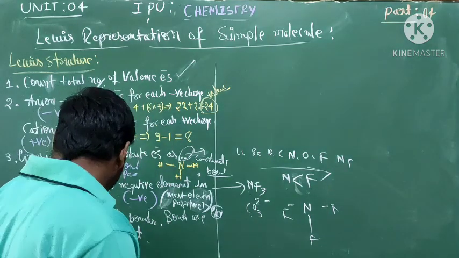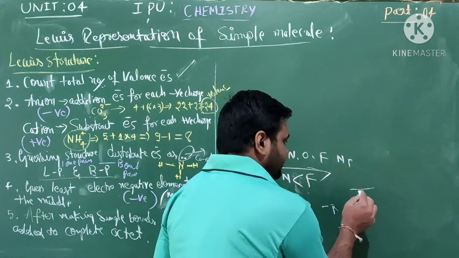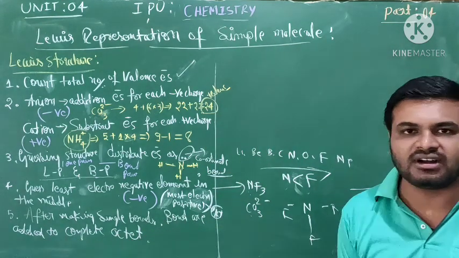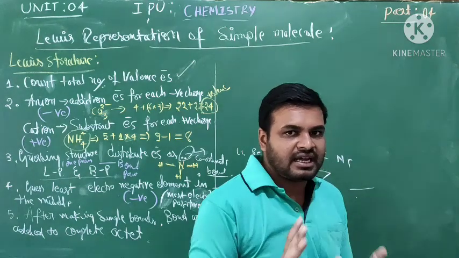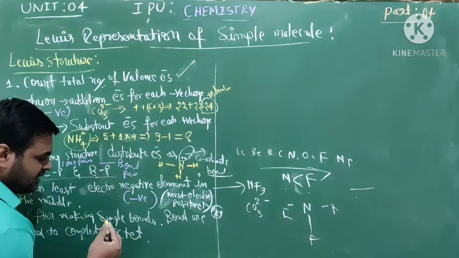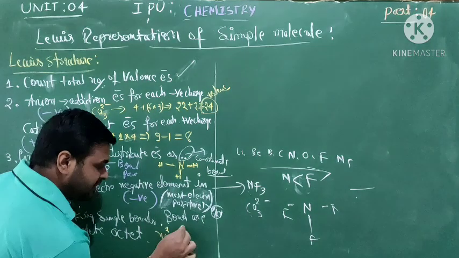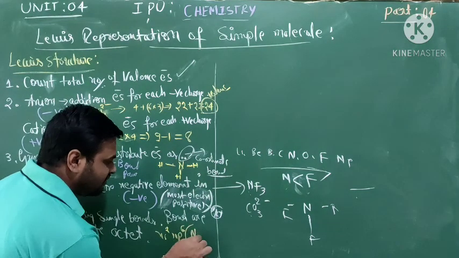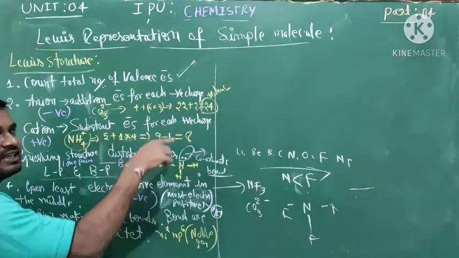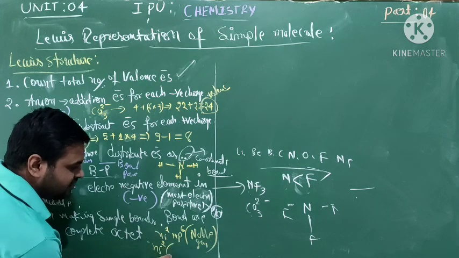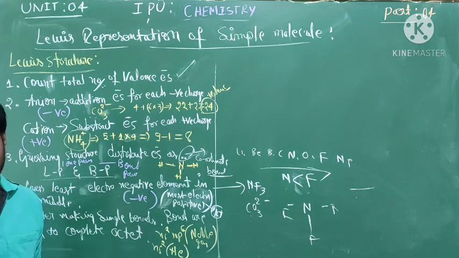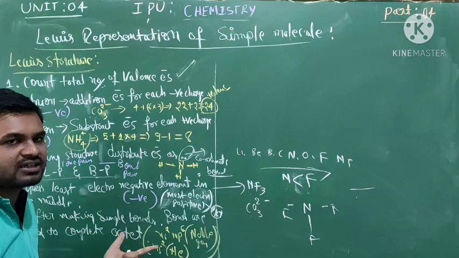Okay, the next and last point is after making single bonds, the remaining bonds are added to complete the octet. This is known as the octet rule. As I already said in previous classes, octet means getting ns2 np6, the noble gas configuration. The exception is hydrogen, which gives only ns2, helium-type noble gas configuration. This is given only by hydrogen atoms. Okay, this completes the octet rule.